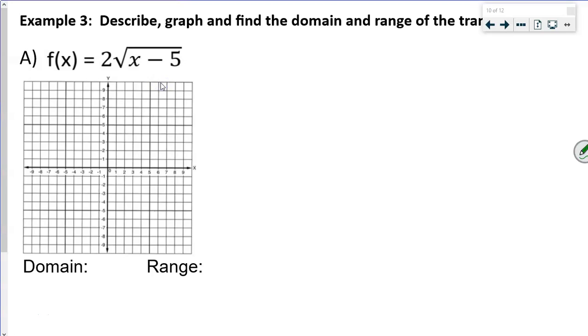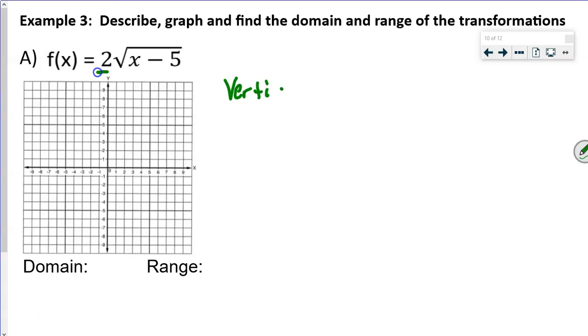All right, so for example 3, we're going to describe the graph and find the domain and range of the transformations. The first thing I want to do is describe the transformation. So what does this 2 right here represent? So this 2 tells us it's a vertical stretch by 2.